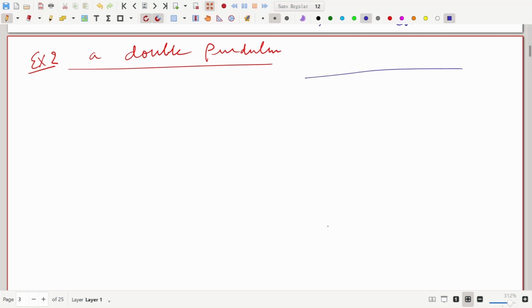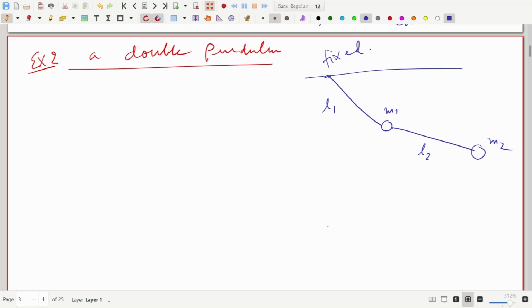So the double pendulum, again, this is the point of support, and some mass is attached to this, and then another pendulum is attached to the first pendulum. Let us write this string as L1 and this mass as M1, this string as L2 and this mass as M2, and this is fixed. Again all these things are the same: the lengths are fixed, the strings are massless, and the masses are point particles. So what will be the Lagrangian for such a system?